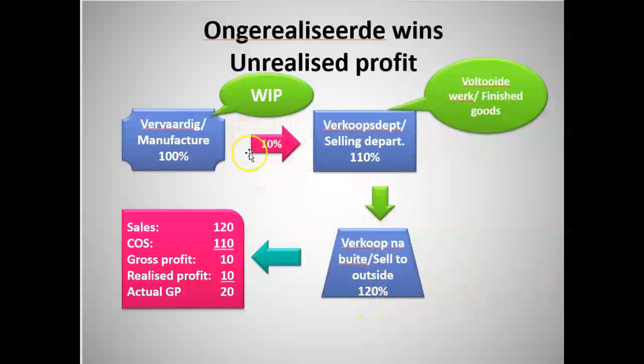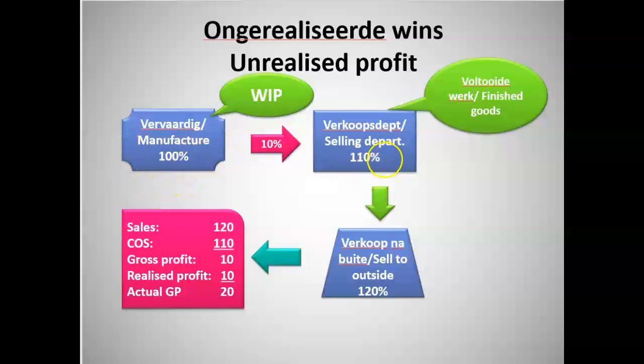Therefore, if there's still some of this 10% unrealized profit around at year end, from an accounting perspective we must eliminate that, because we cannot recognize profits that have not been realized in our books. Also, what I've said here is that the sales department assumes that the cost price of the product they receive from the factory is 110, not 100. Is that factually correct? No, it isn't, because the actual cost price is 100 Rand.